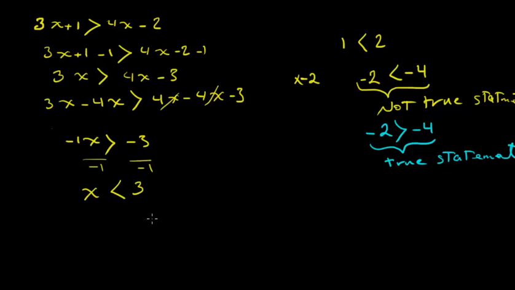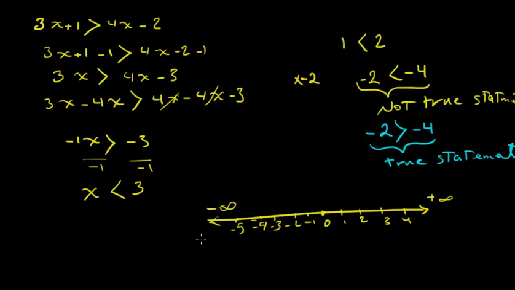Now let's finish our problem. We have x less than 3. Let's show it on a number line, and this is 0, 1, 2, 3, 4, minus 1, minus 2, minus 3, minus 4, minus 5.